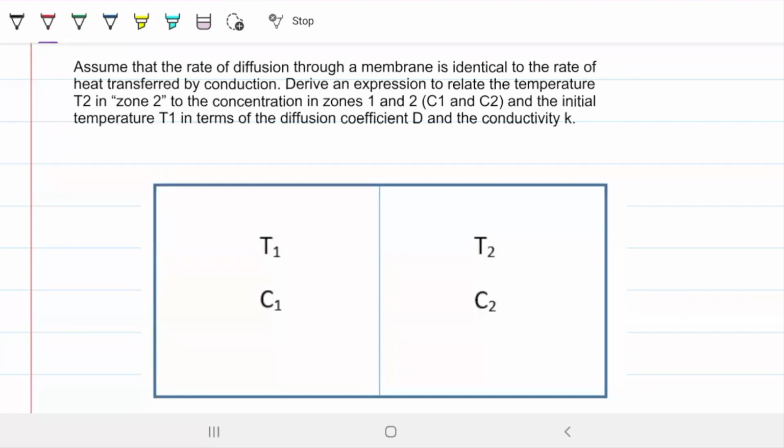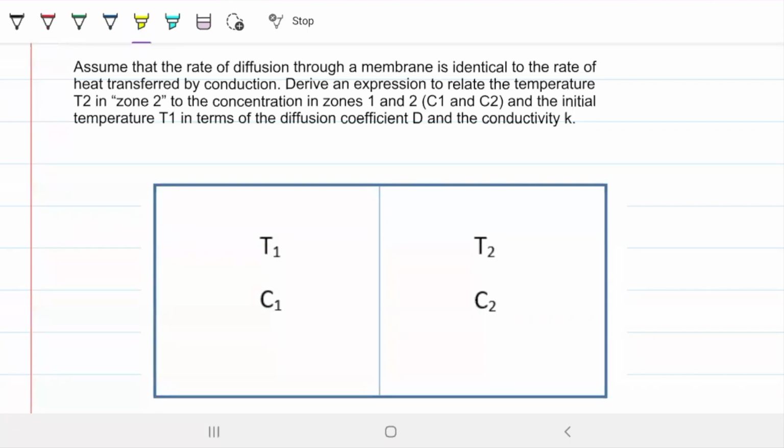So assume that the rate of diffusion through a membrane is identical to the rate of heat transfer by conduction. Derive an expression to relate the temperature T2 in zone 2 to the concentrations in zone 1 and 2, which are C1 and C2, and the initial temperature T1 in terms of diffusion coefficient and conductivity.